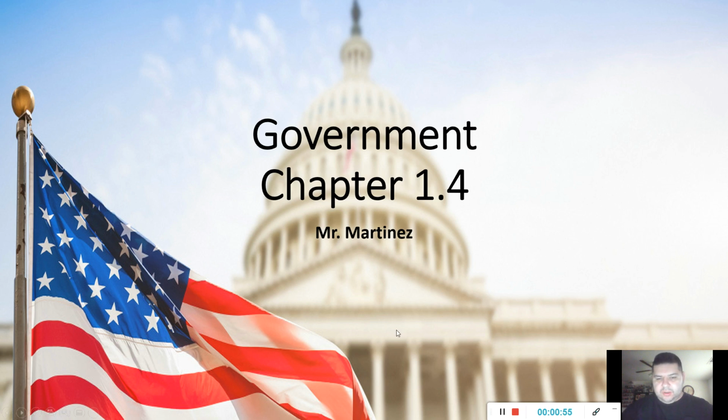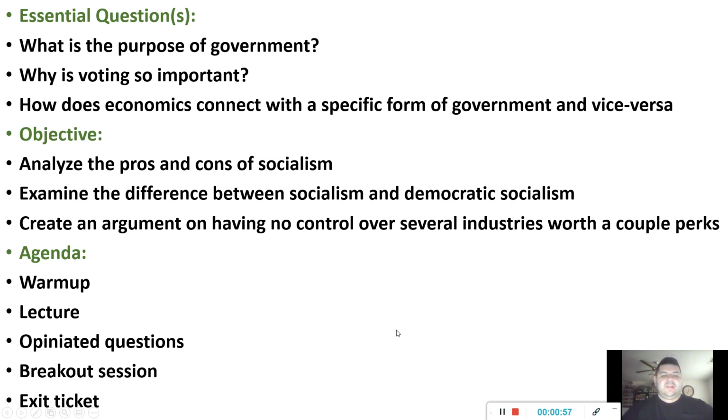Okay, so here are the objectives. Number one, analyze the pros and cons of socialism, because yes, there are some good things in socialism, but there are also some bad things. Number two, examine the difference between socialism and democratic socialism. Number three, create an argument on having no control over several industries, but you get some perks.